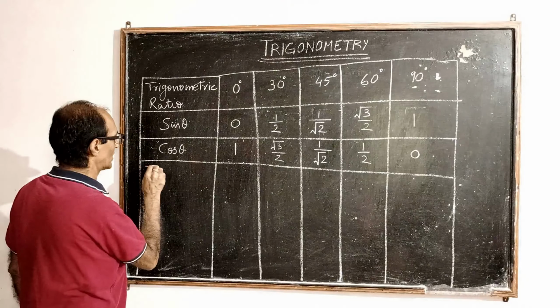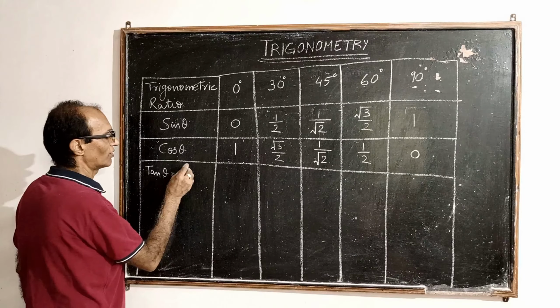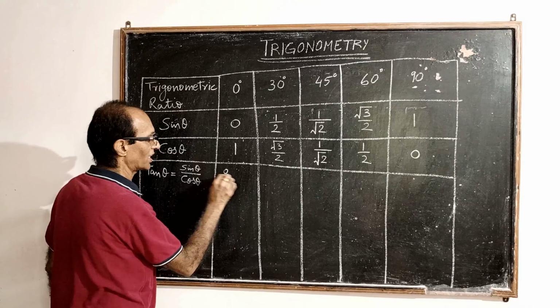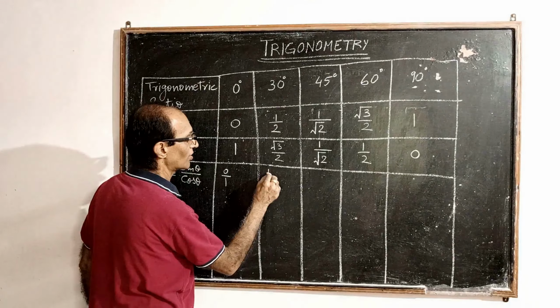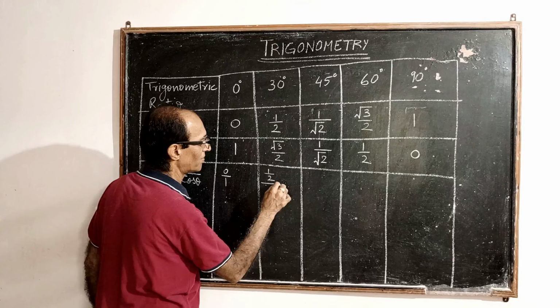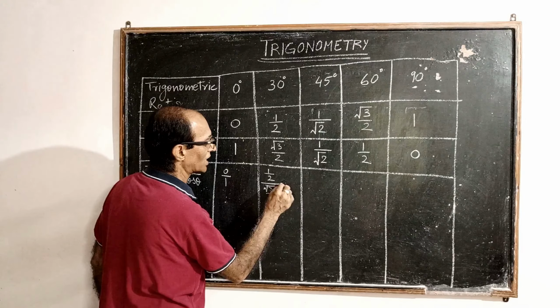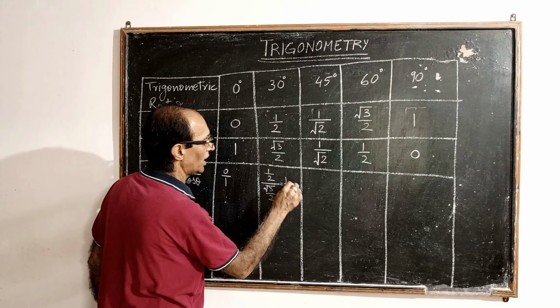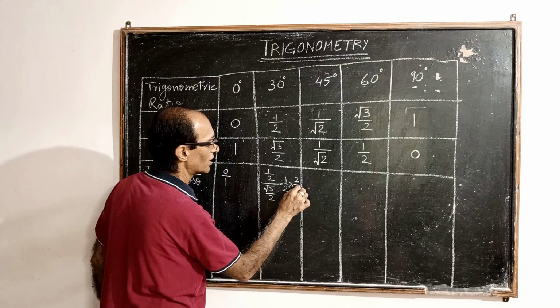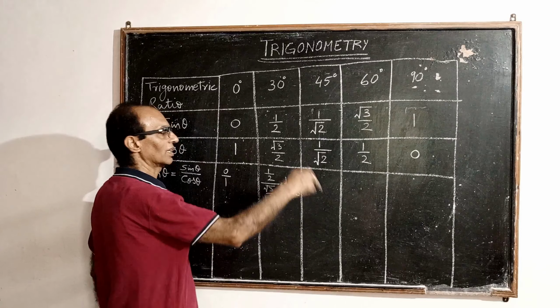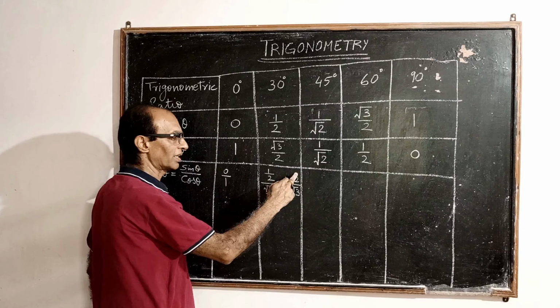Now, tangent theta. Tangent theta, we can work it out as sine theta divided by cos theta. This is 0 divided by 1. This is 1 upon 2 divided by under root 3 divided by 2. That is 1 upon 2 into 2 upon root 3. That is, this 2, the denominator of the denominator, will go to the numerator, and the numerator of the denominator will remain in the denominator.